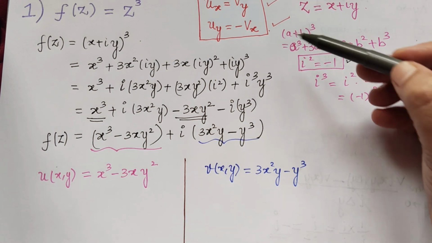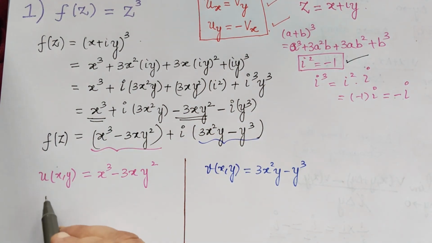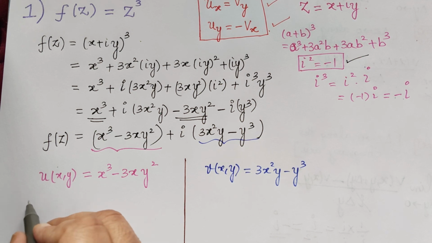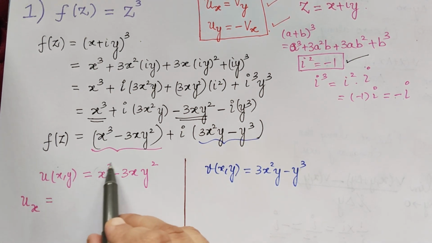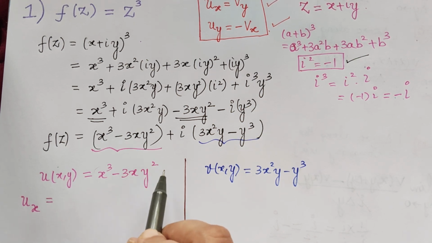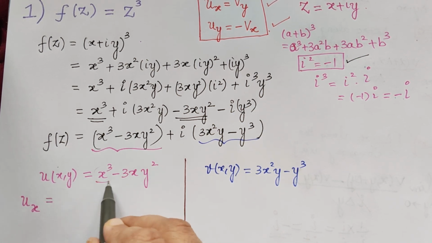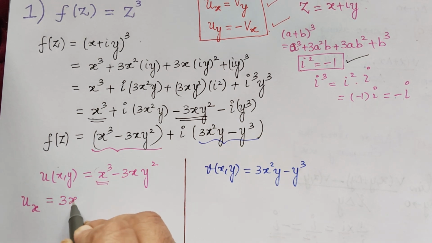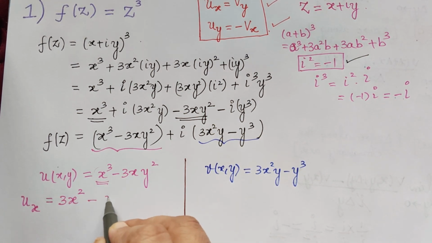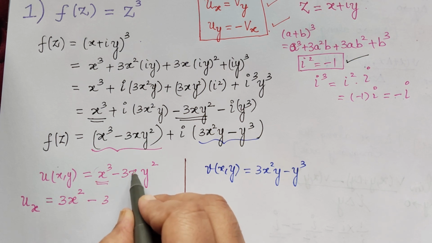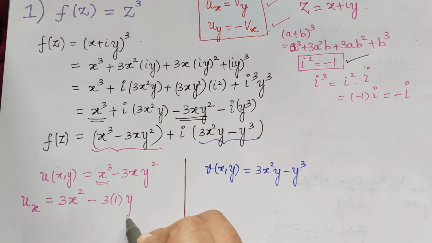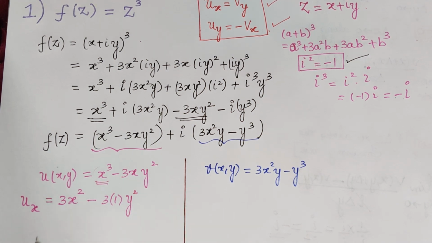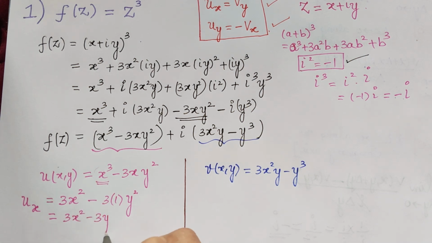So now, in order to prove the CR equations, we have to partially differentiate u with respect to x first, which is represented as ux. So what is the partial differentiation of this? That is, y has to be treated as constant and differentiated. The differentiation of x cube is 3x square, minus 3x we have here. So what is the differentiation of x? It is 1. And y square remains constant, so it comes as it is. And so therefore ux is equal to 3x square minus 3y square.